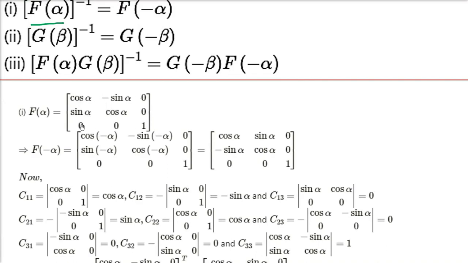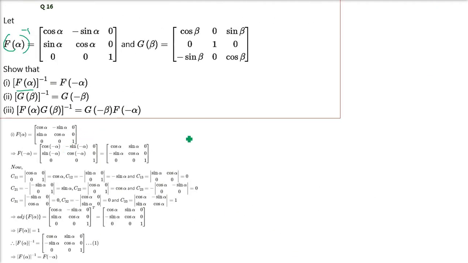So F alpha, now when you put negative alpha in place of alpha, what do you get? So F minus alpha, in place of alpha I am putting minus alpha. You see here, this is going to be in all the three parts, 1, 2, 3. So cos minus alpha, minus sine, in place of alpha write minus alpha, it is going to be 0, 0, 0, 1, sine negative alpha, cos negative alpha, 0, 0.